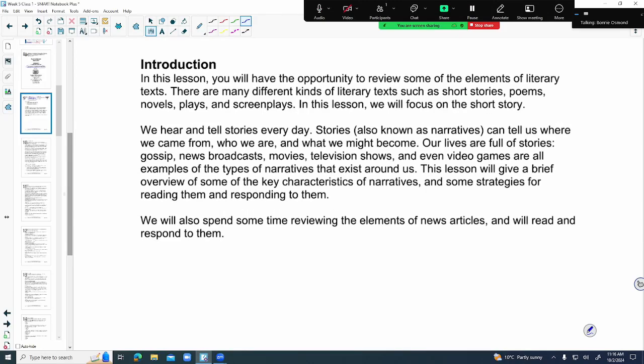On the first page of the lesson is the introduction. In this lesson you will have the opportunity to review some of the elements of literary texts. There are many different kinds of literary texts, such as short stories, poems, novels, plays, and screenplays. In this lesson, we're going to focus on the short story. When you do more senior English courses, you will be looking at different types of literary texts.